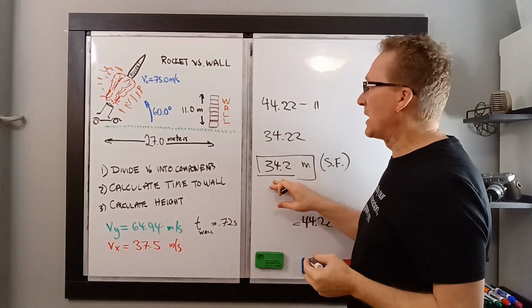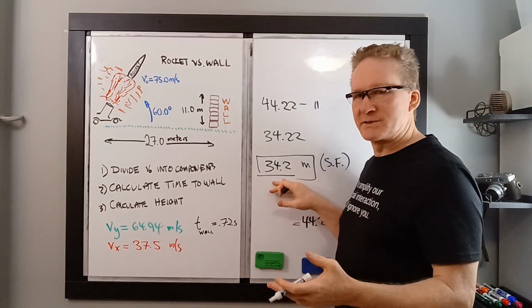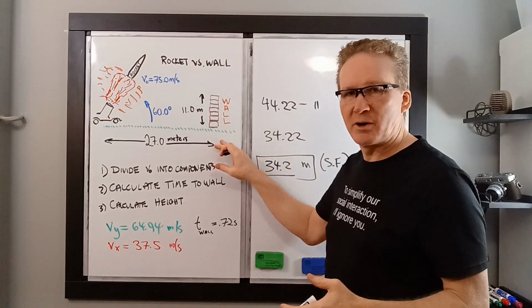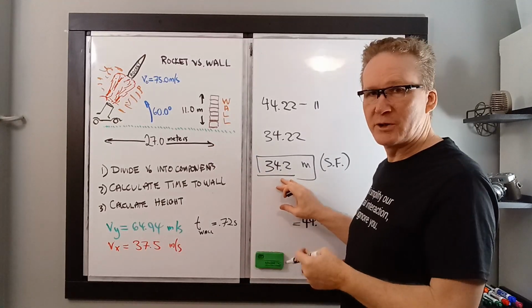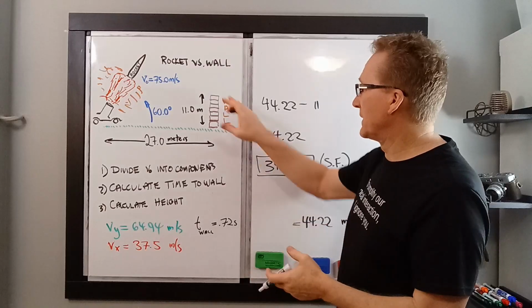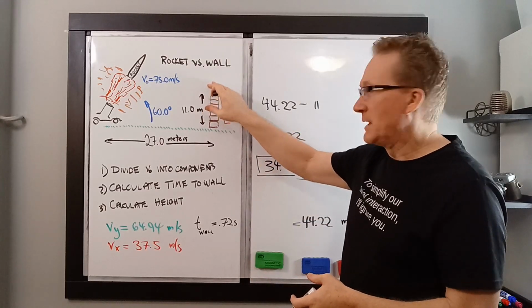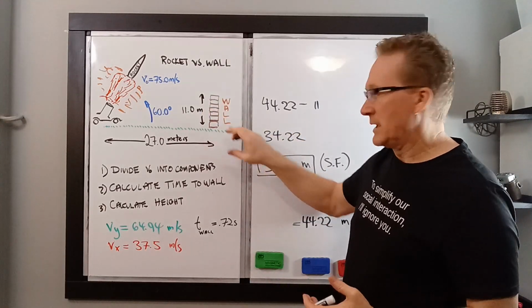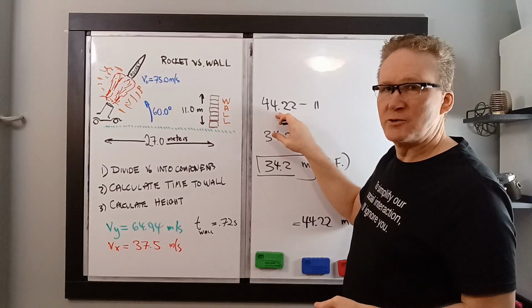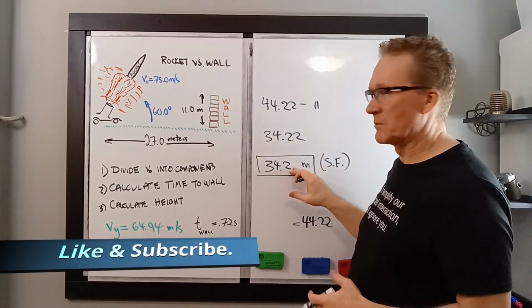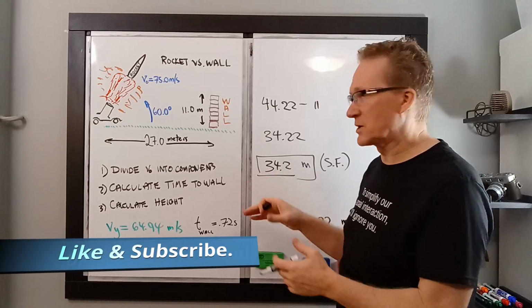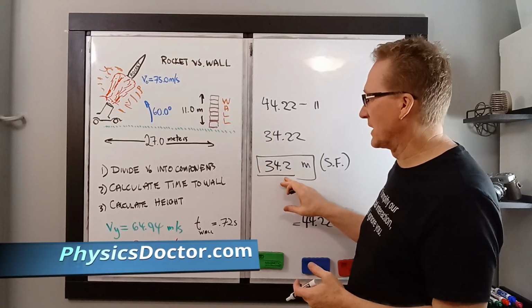This is the amount. And when I write out an answer like this to a word problem, I would write out: the rocket is 34.2 meters above the wall. That way you've clarified that it's above the wall, in case you accidentally wrote it's 44.22 meters above the ground and you've forgotten about the wall, which is one more little step. You'll still probably get partial marks for that. But this is the actual answer they're looking for.